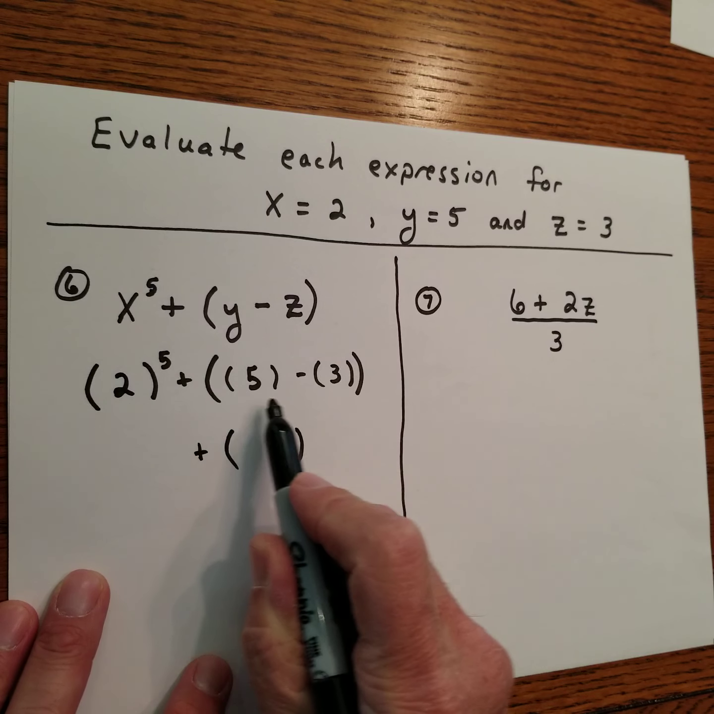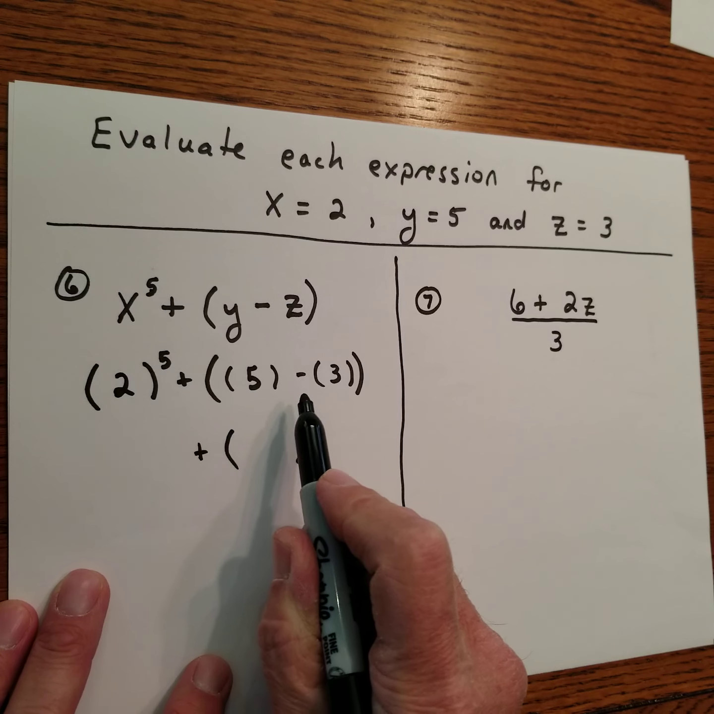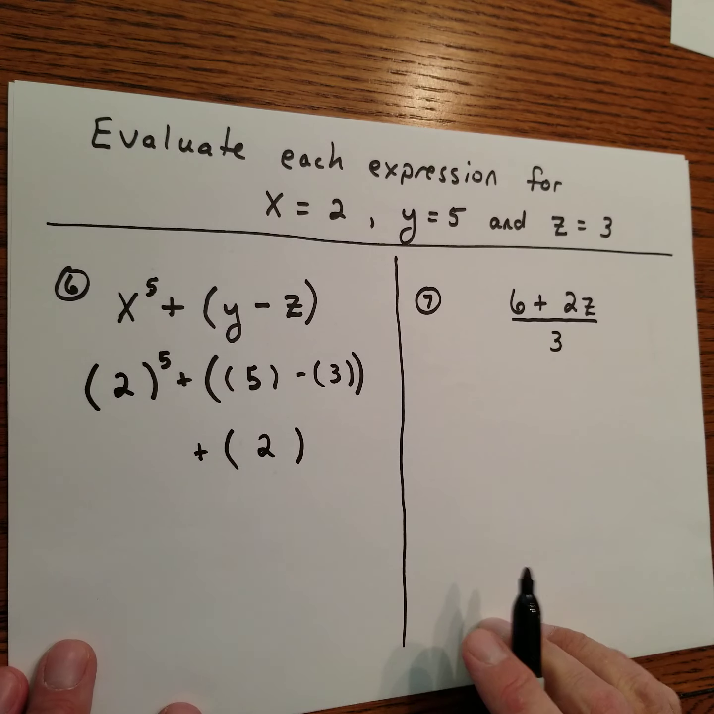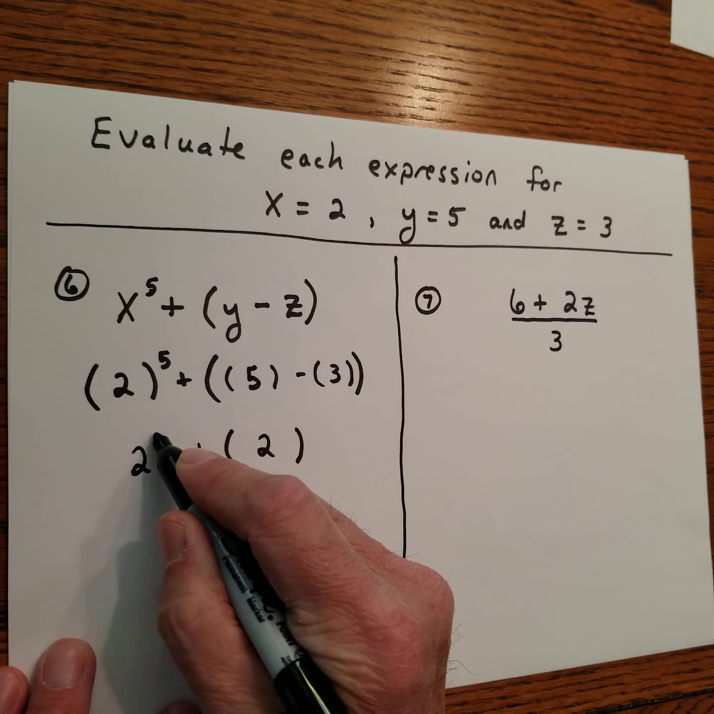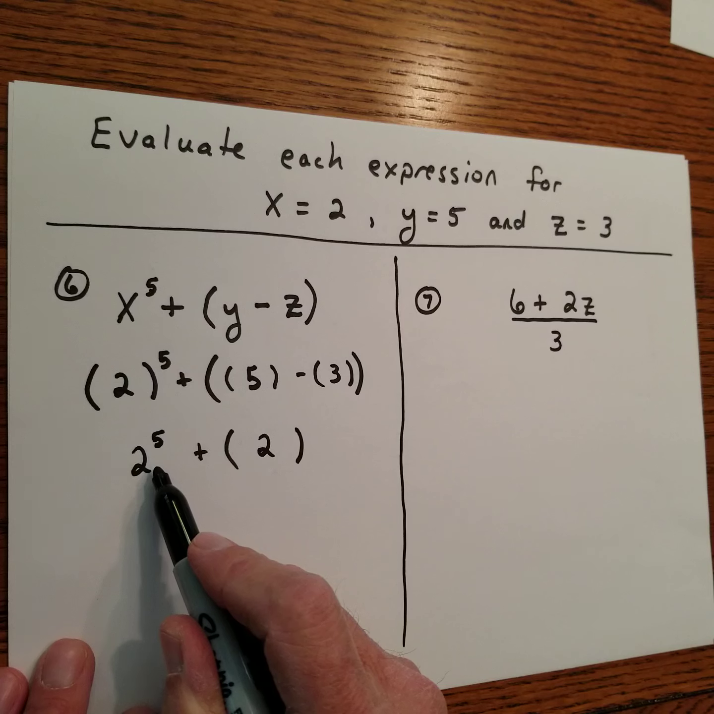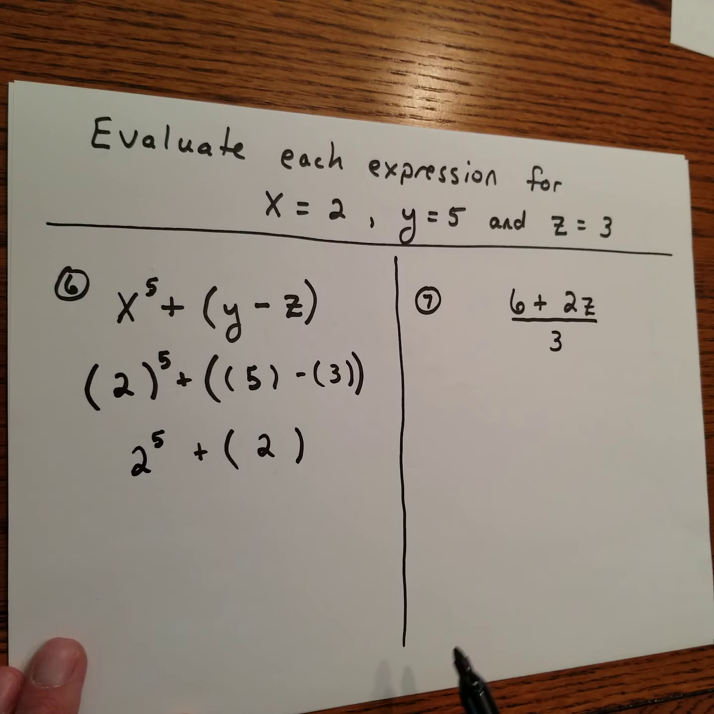Let's work in this grouping symbol where I have 5 minus 3. 5 minus 3 is 2. And then I'll copy the rest, which is 2 to the 5th power. Now I have an exponent. Let's take care of 2 to the 5th power. 2 to the 5th power means 2 times 2 times 2 times 2 times 2. I can do that in my head.